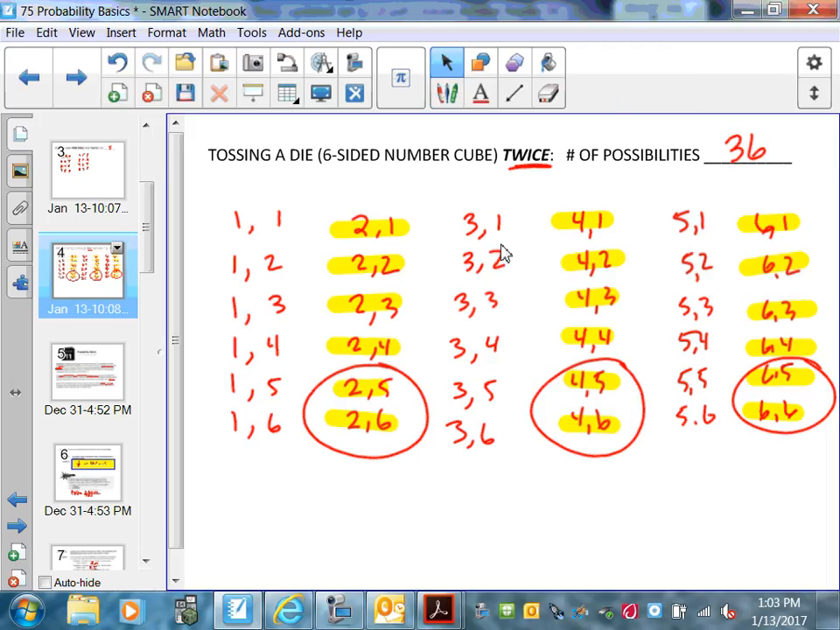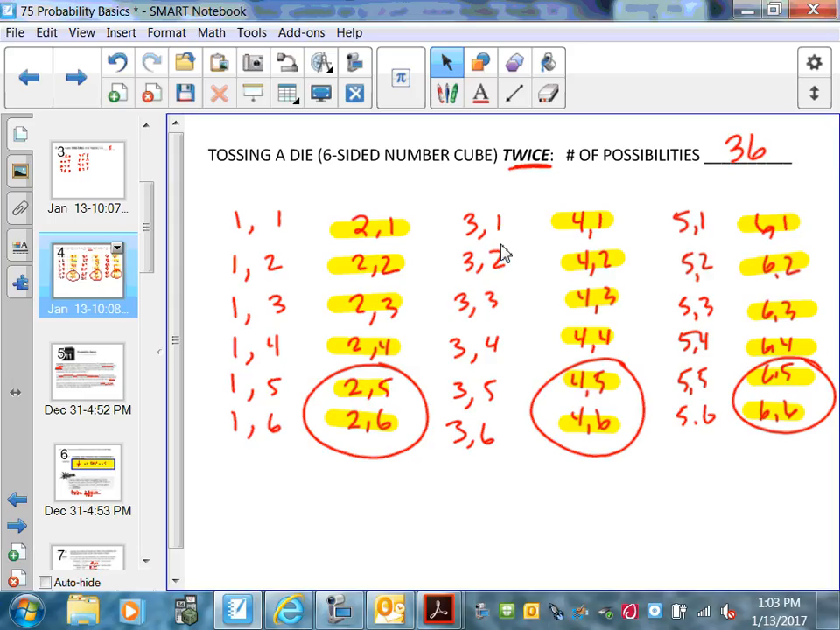The second number means the second roll has to be bigger than 4. This is the first roll, and this is the second roll.